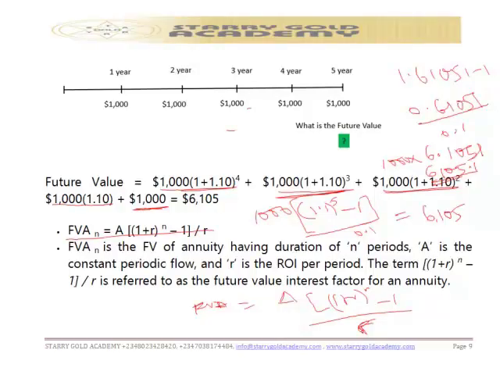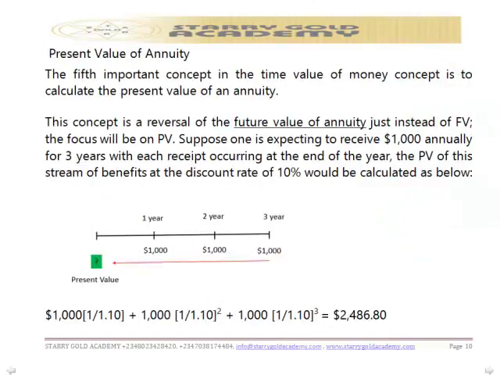Now, the next one in the time value of money is what we call present value of annuity. This is the fifth important concept in the time value of money: to calculate the present value of an annuity. This concept is a reversal of the future value annuity. Just instead of future value, the focus will be on the present value.